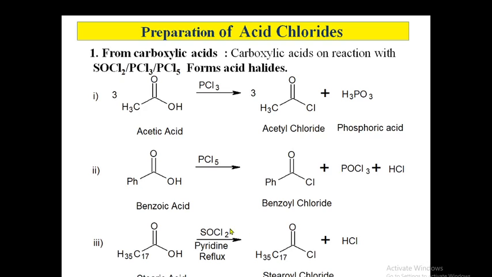Last reagent used is thionyl chloride. In presence of pyridine, you have to just take the carboxylic acid and reflux it. So you will get stearoyl chloride here. Here we are taking stearic acid. So the product is stearoyl chloride with elimination of an HCl molecule. In this way you will get the acid chlorides.